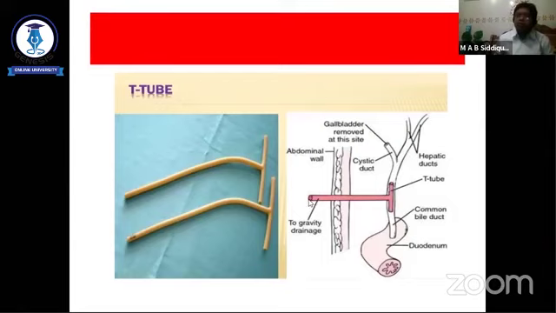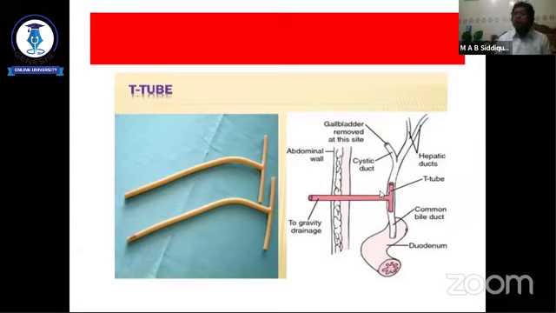This tube is brought outside through the skin. It was routinely used previously, because in our country there was no choledochoscope, though nowadays in some areas a choledochoscope is available. If there is no choledochoscope, then there is a chance of a stone remaining within the CBD. If you remove the stone but cannot confirm that there is no retained stone, then we introduce this T tube.